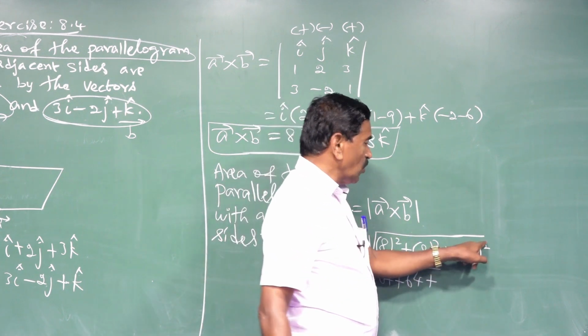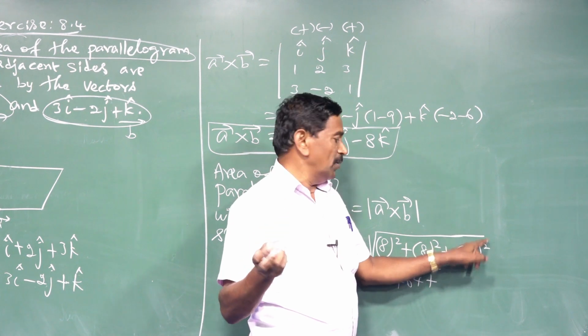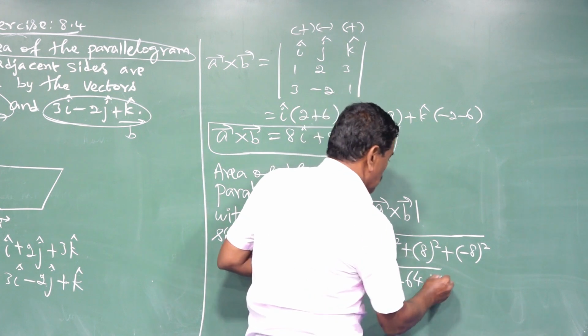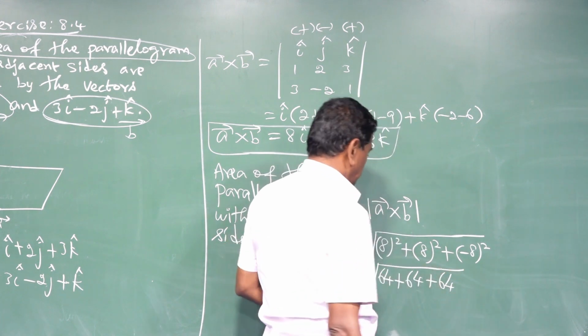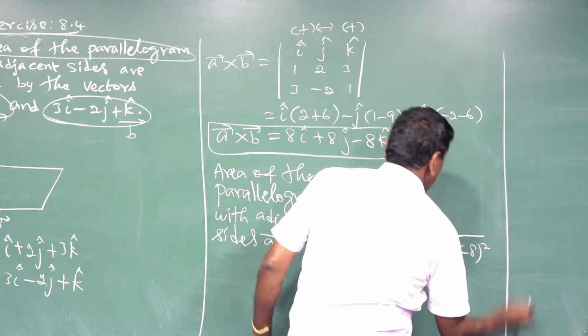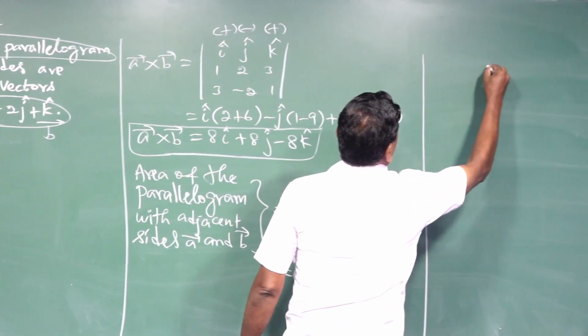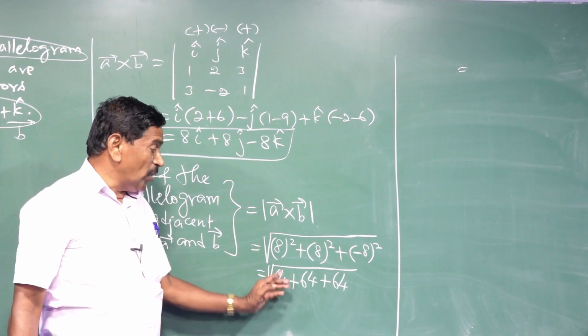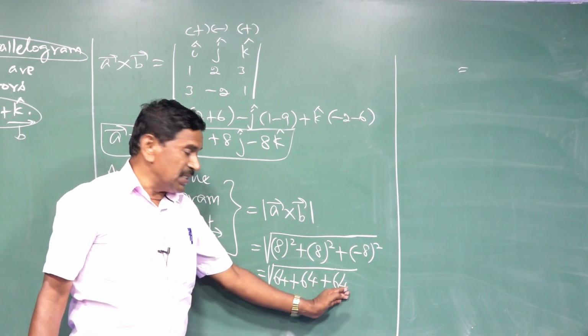Plus or minus the whole square is equal to positive, because a square always gives a positive value. So plus 64, extend to the root. Now, which is equal to the square root of 64 plus 64 plus 64.